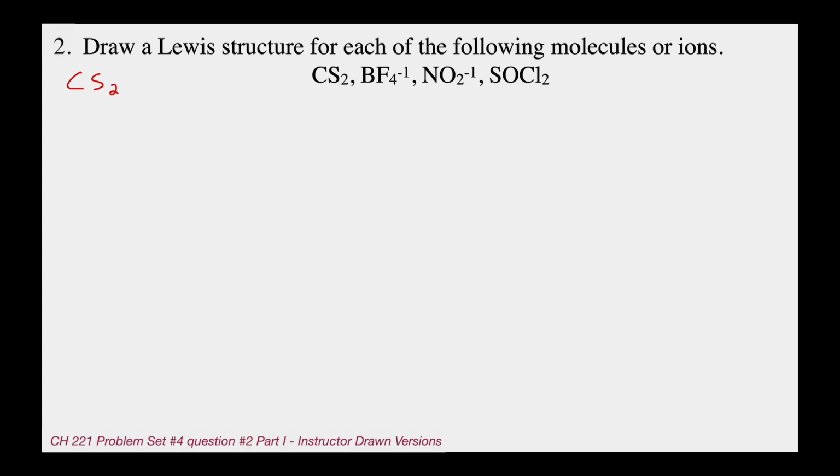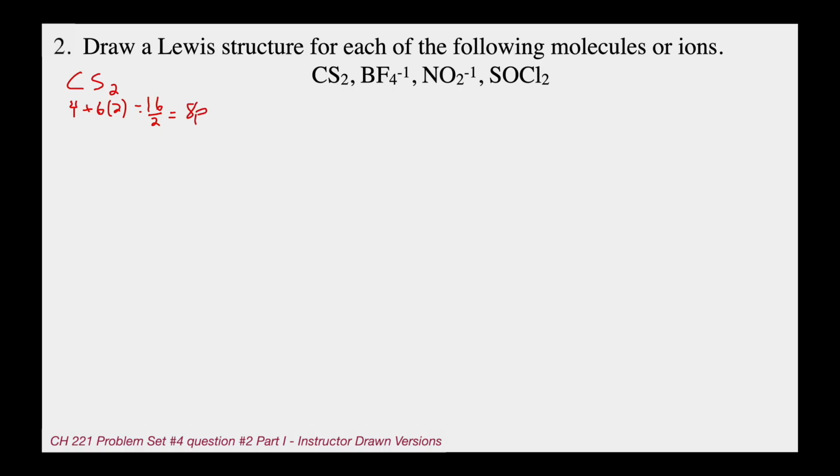First thing, figure out valence electrons. Carbon is 4 and sulfur is 6, and there's 2 of them. So if you count that up, 4 plus 12, that's 16 valence electrons. But usually in these Lewis diagrams, we think about them as pairs. So I'm going to divide by 2. 8 pairs of electrons for this molecule.